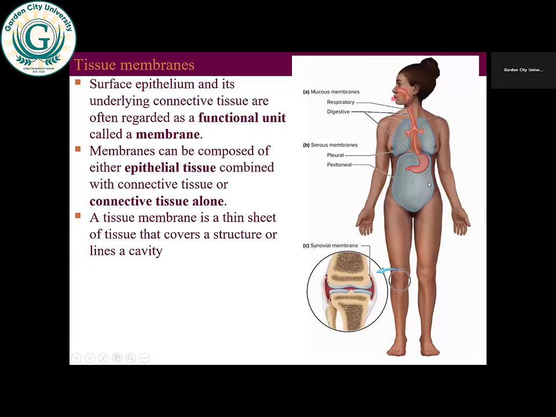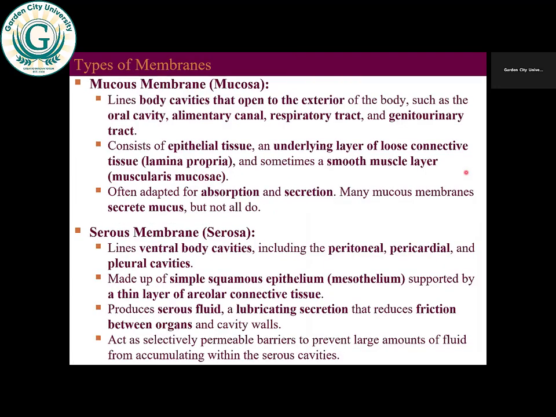The respiratory tract, the GI tract will be lined. The urinary tract will be lined. So as long as it's exposed to the outside environment, they will be lined by what? A mucous membrane or mucosa. So mucous membrane lines body cavities that open to the exterior: the oral cavity, the alimentary canal, the respiratory tract, and the genitourinary tract. So they are made up of epithelium, and they are made up of what? Connective tissue.